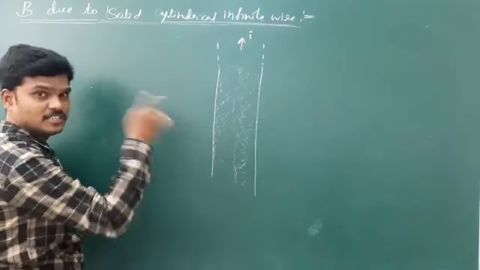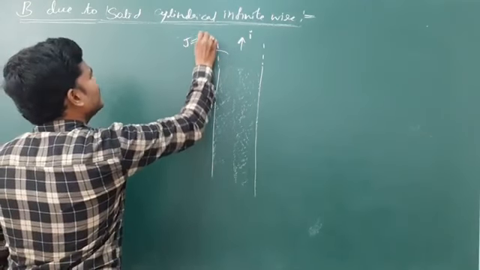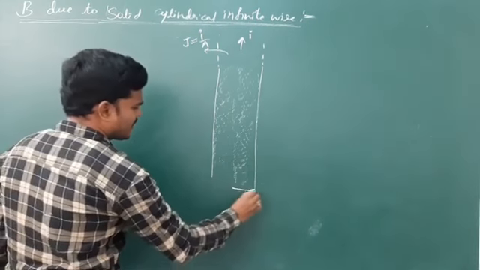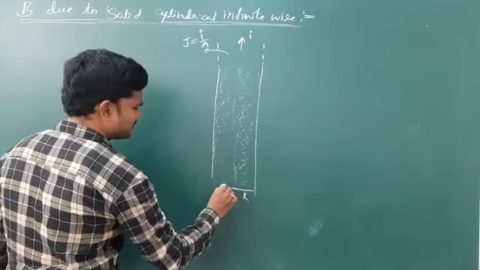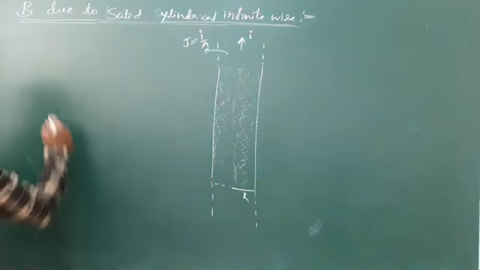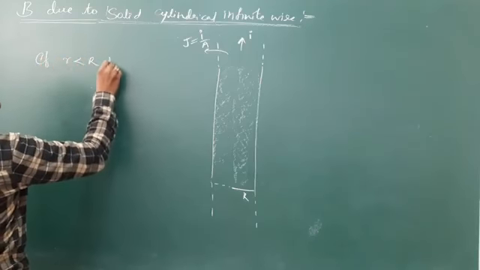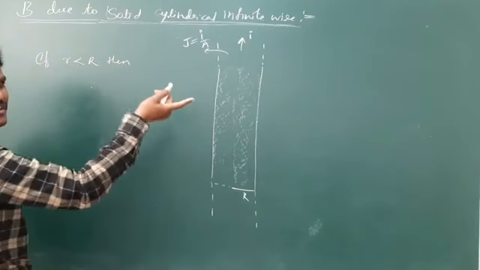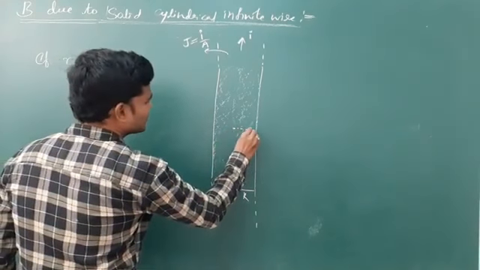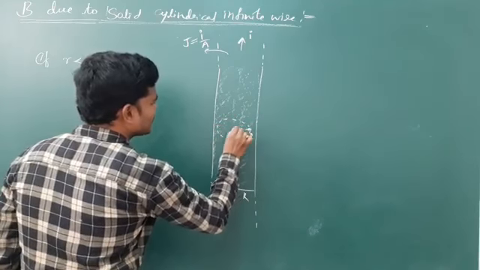Okay, the solid cylindrical wire carries current I and current density is J, no doubt this is equivalent to I by A, and take capital R as the radius. Now, you can start with r greater than R or r less than R, that's not a problem. Now let me find r less than R. Let us take a point P which is less than R.